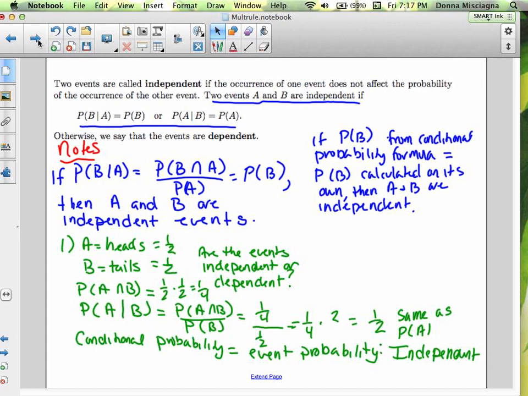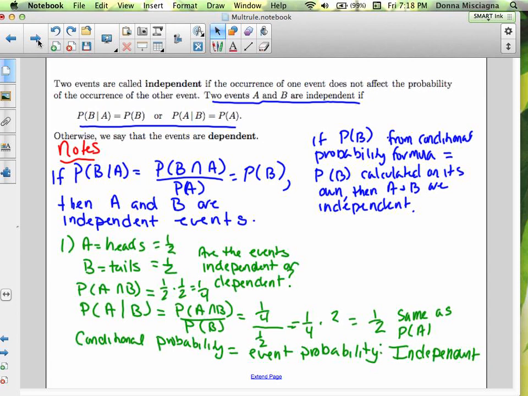And the reason they have it written twice is that it doesn't matter which event is A and which event is B. It doesn't matter which event you decide to use. Just pick one of them. Let me explain that a little more clearly, then go over my example, and then I'll come back to why they wrote it twice. All right, so here are my notes.